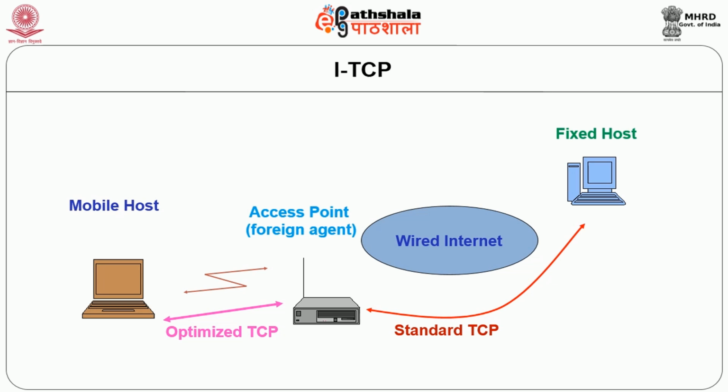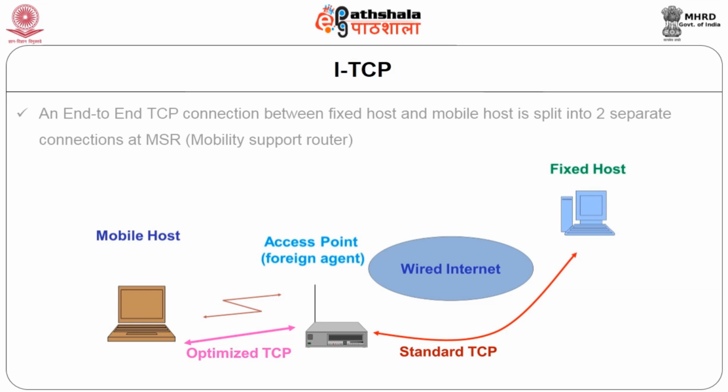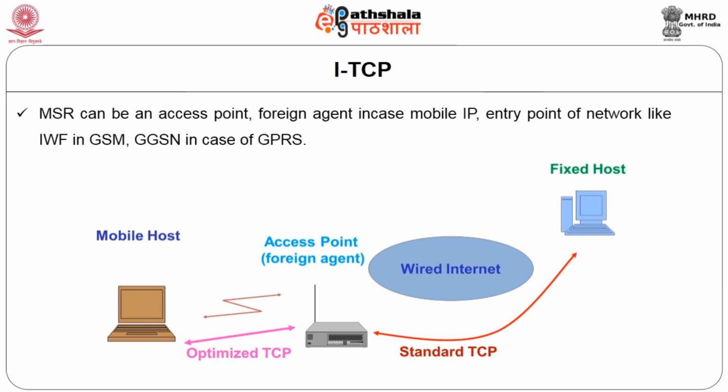One such algorithm we'll be discussing in this module is known as Indirect TCP. ITCP is based on the indirect protocol model. In this approach, the end-to-end TCP connection between the fixed host and the mobile host is split into two separate connections. That is, a regular TCP connection between the fixed host and the intermediator, which is known as the mobility support router. It can be a base station, it can be a foreign agent in the case of mobile IP, or it can be the point of entry for a GSM network, that is the IWF and GGSN in the case of GPRS.